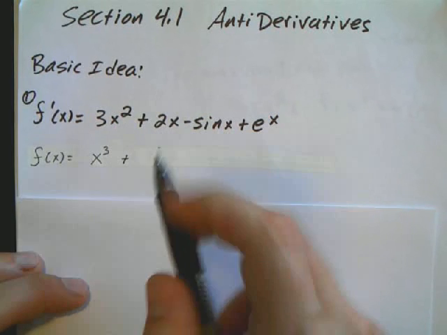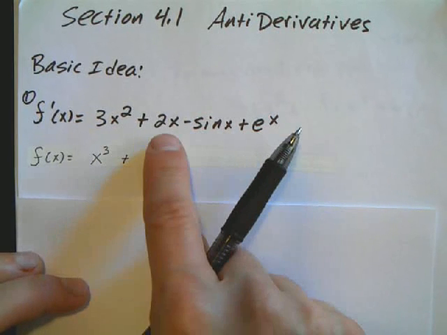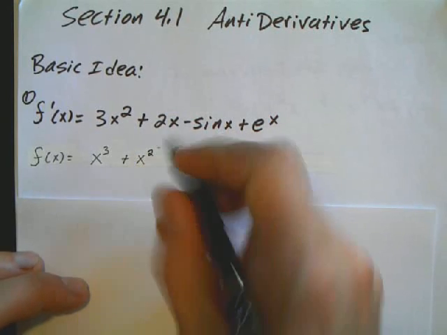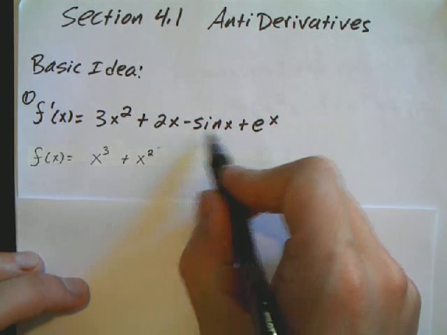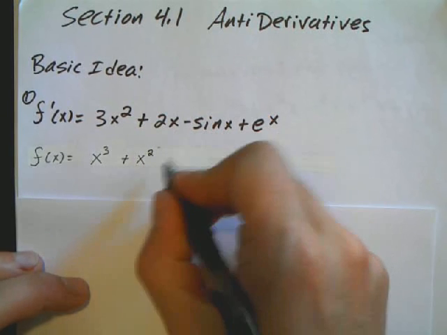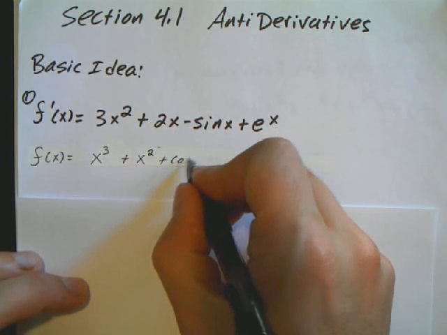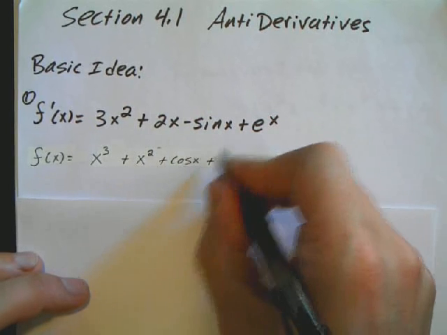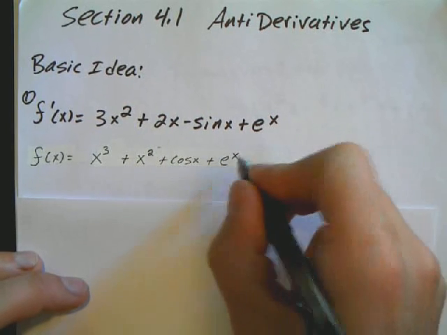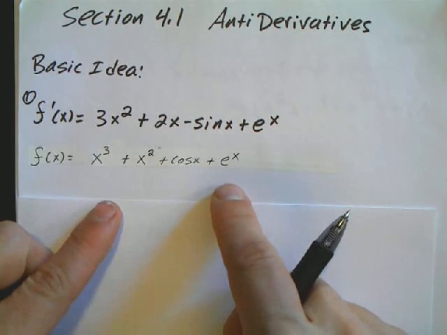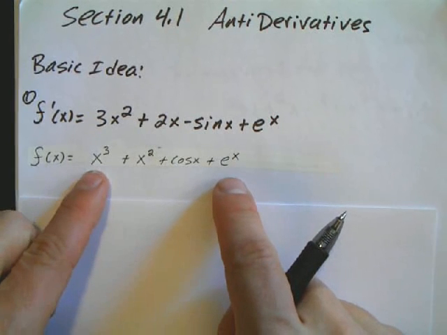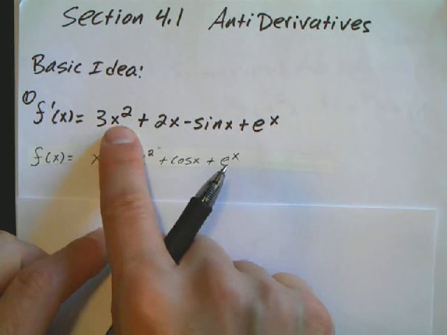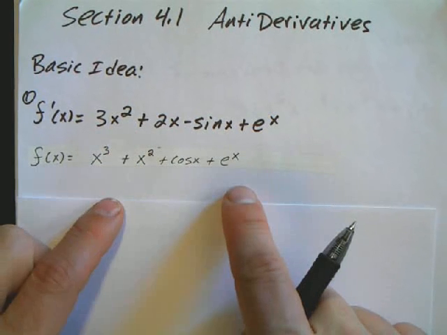And what do I need to take a derivative of to end up with 2x? That would be x squared. What do I need to take a derivative of to end up with negative sine? That's positive cosine. And the antiderivative of e to the x would also be e to the x. Let's take a moment to pause and let this sink in, as to why this is the antiderivative of that. Okay, so now we need to address something.